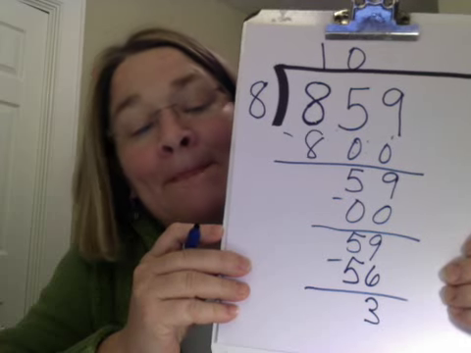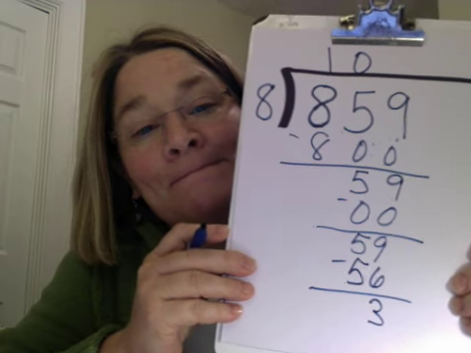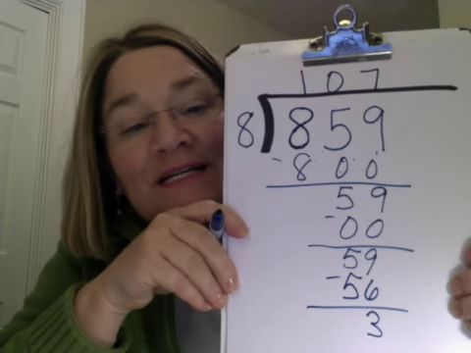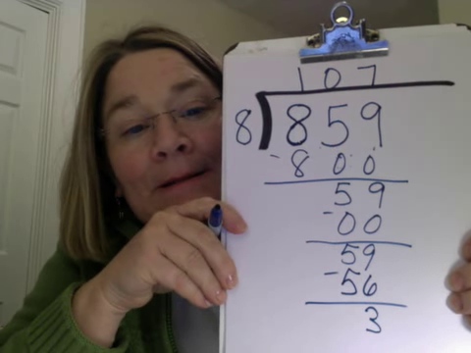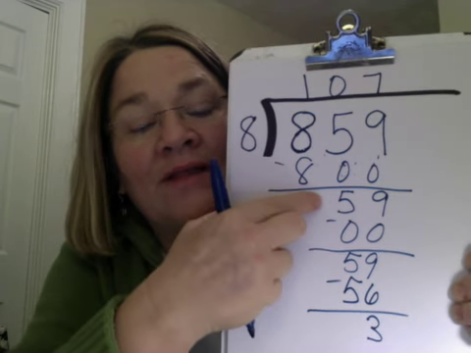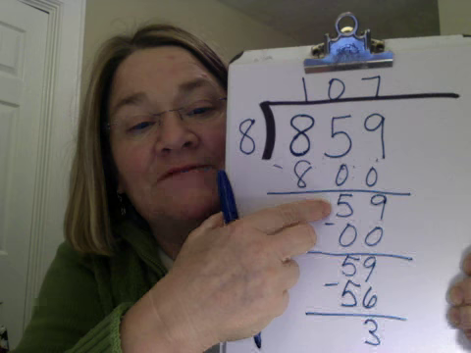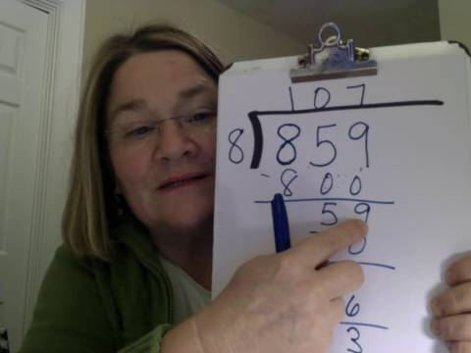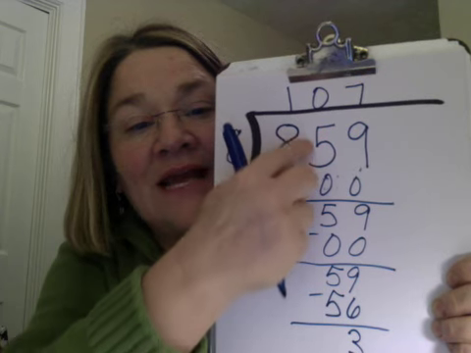We subtract that and we get 3 left over. But we didn't put it up here, did we? We need to put that up there. 7 times 8 is 56. Do you see how we got that? Do you see how in this column it's 5 tens and 9 ones? Because we're in the tens column.